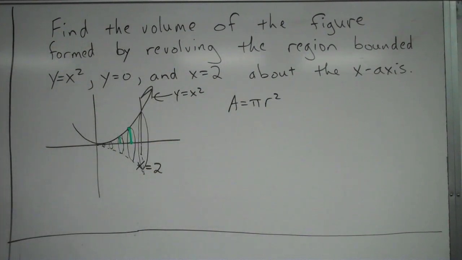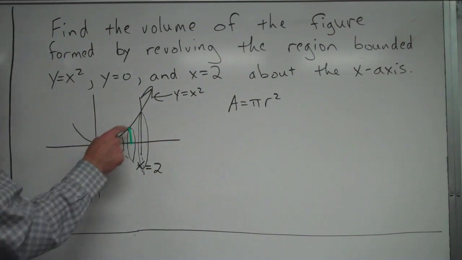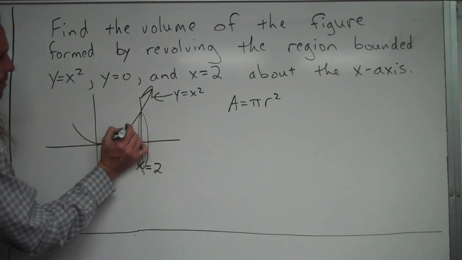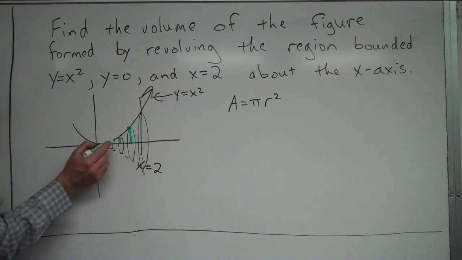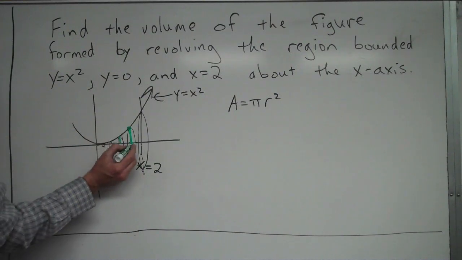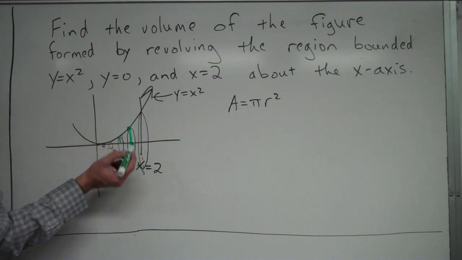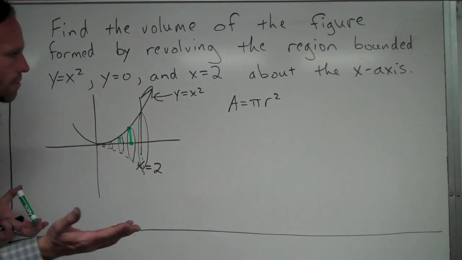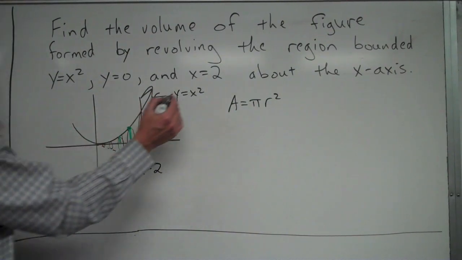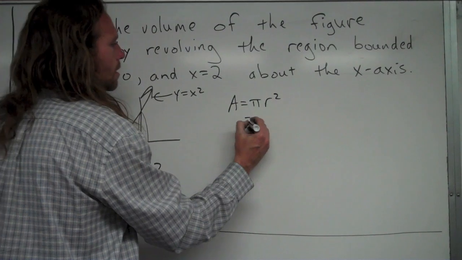And here's a general rule of thumb that's always going to work. If you draw your radius correctly, your radius is always the top equation it hits, in this case, the top equation it hits right here that I'm pointing to, y equals x squared, minus the bottom equation it hits, which in this case is just y equals 0. So x squared minus 0 is just x squared. So I'm going to take x squared and plug it in where I see r.